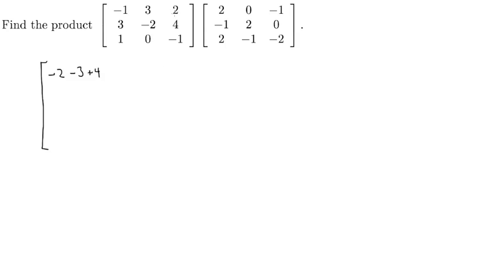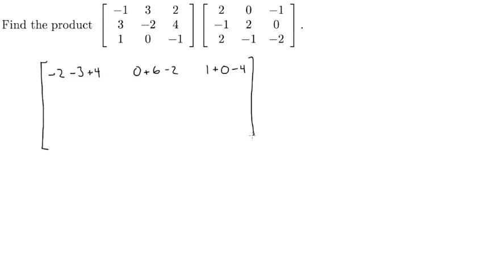All right, first row, second column. So we're going to take this row and this column here. So -1, 3, 2, we match up with 0, 2, 1. So -1 times 0 is 0. 3 times 2 is going to be 6. And 2 times -1 would be -2. Finally, first row, third column, we take the first row here, third column here. So -1 times -1, that will be +1, plus 3 times 0, that will be 0, plus 2 times -2, -4.